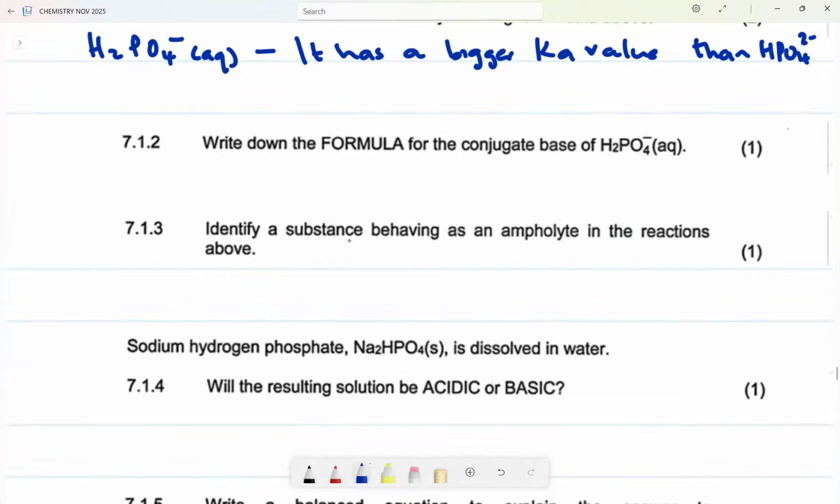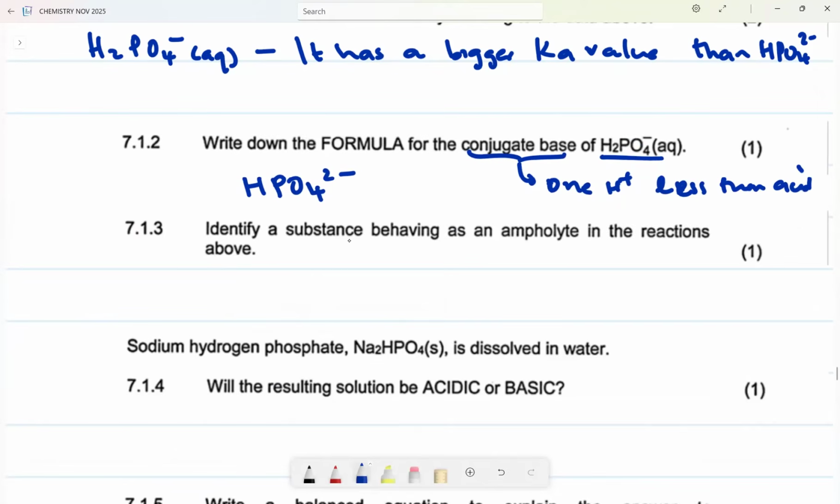Write down the formula of the conjugate base of H2PO4 minus. For us to have a conjugate base of this one, it means this one needs to be an acid. Remember, an acid is a proton donor. So it needs to donate a proton, and when it donates a proton, it will be left with one proton less, and instead of minus, it will now be 2 minus. So the conjugate base is going to be HPO4 2 minus. By the way, a conjugate base should be one proton less than my acid, and the conjugate acid should be one proton more than the conjugate base. Then we are fine, just put aqueous.